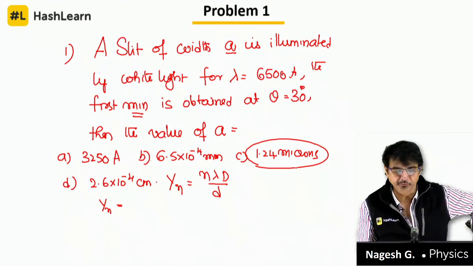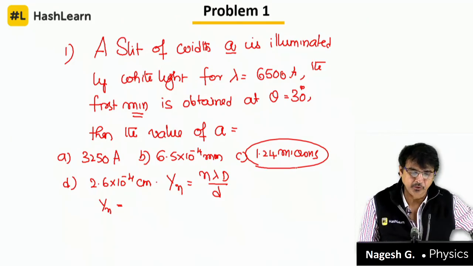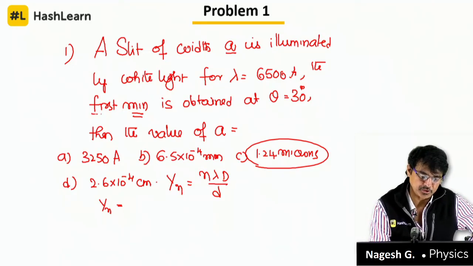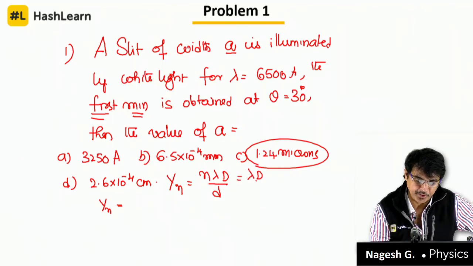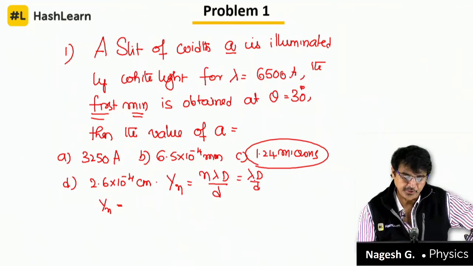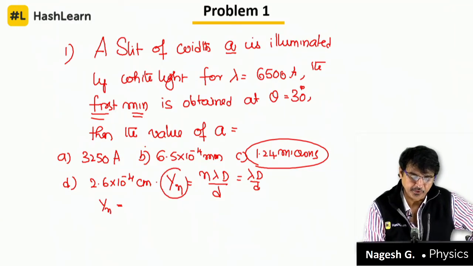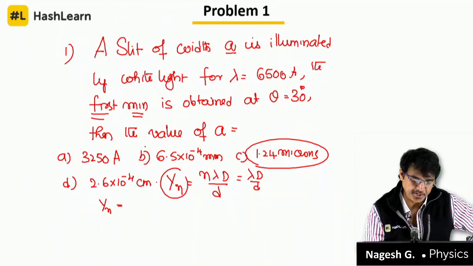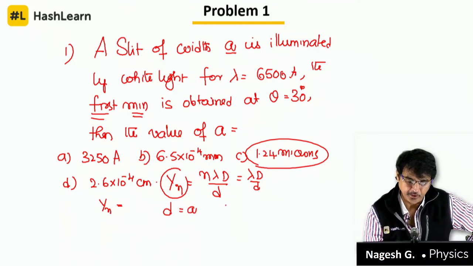So here you can see the solution. Yn is equal to n lambda D by small d. They mentioned first minimum, so you have to keep n equal to 1. So this is equal to lambda D by small d. But they have given distance Yn in terms of the angle, so you have to convert it into radians. Our requirement here is to find the slit width. Here d is given as a. So a is equal to lambda D by Yn.